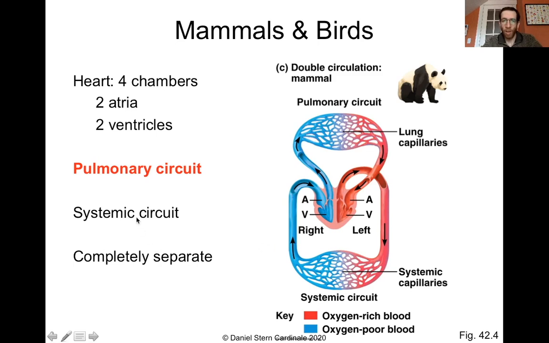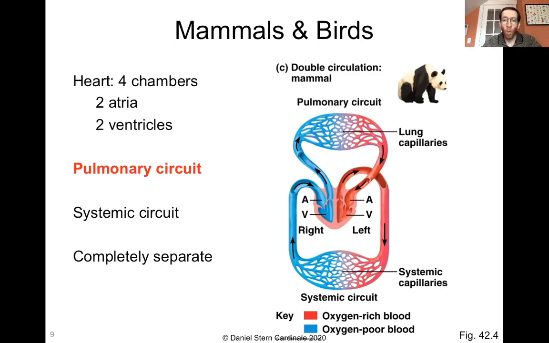And then our second circuit is the systemic circuit, which is the same as what we've already seen. So in this system, the two loops are completely separate from each other, and there is no mixing of oxygenated and deoxygenated blood in that ventricle, because they are two separate ventricles.